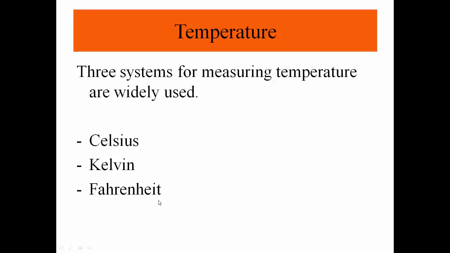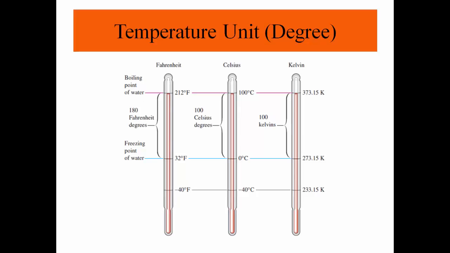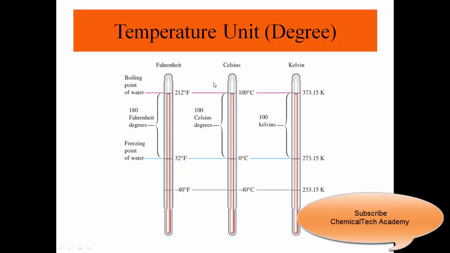We have another temperature unit which is called Rankine. I'm going to talk about it later on, but these three are very famous and they are widely used. Let's see what's the difference between them. The temperature unit is usually called degrees, and here we have a thermometer, and we have them in three different scales: Fahrenheit, Celsius, and Kelvin.